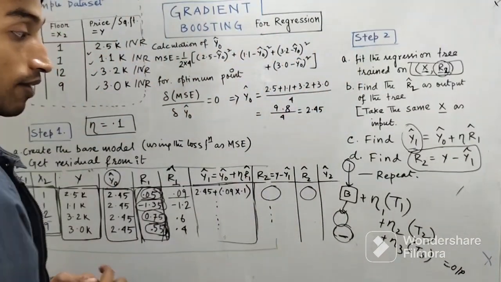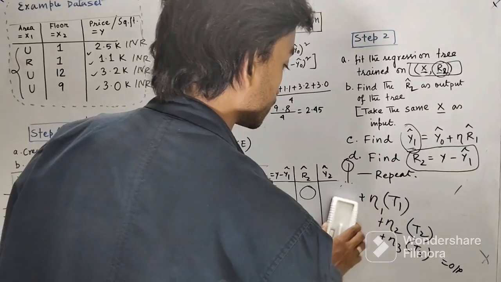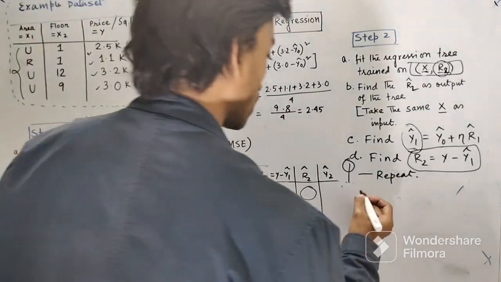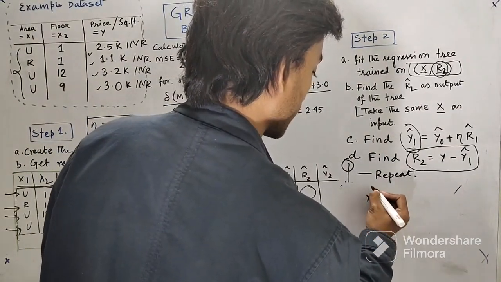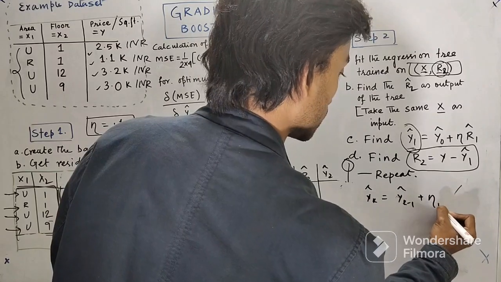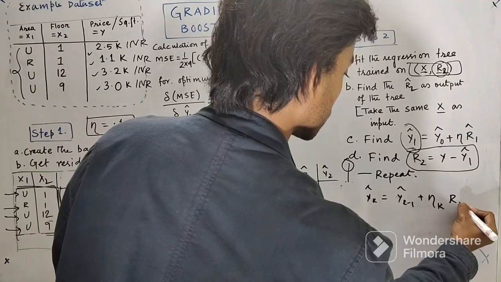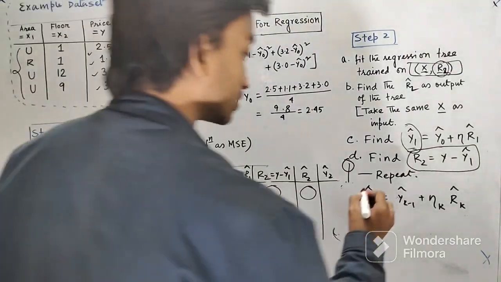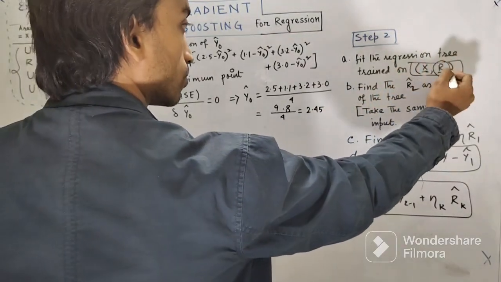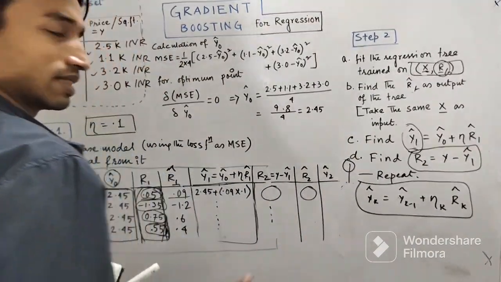So if you have a new sample, you have to predict for that. What you have got is yk hat equals yk minus 1 hat plus eta k into rk hat, like this. So this is the formula, you just have to iterate. First of all, you can write it down on pen and paper, and you have to understand this whole entire scenario. This is very easy to understand.